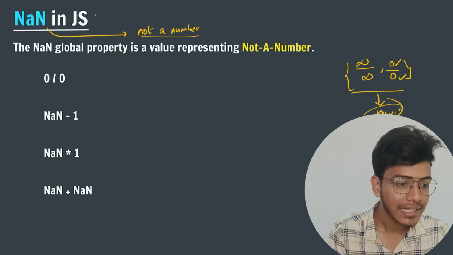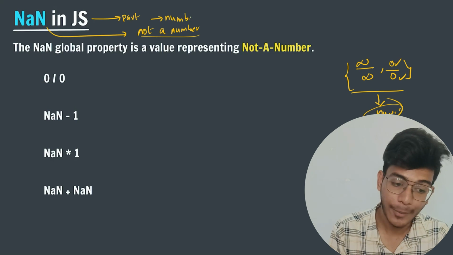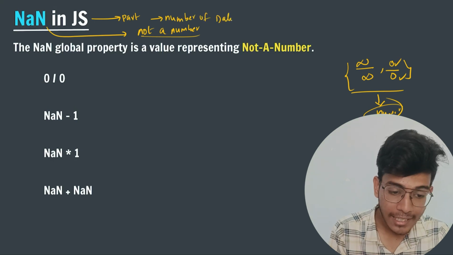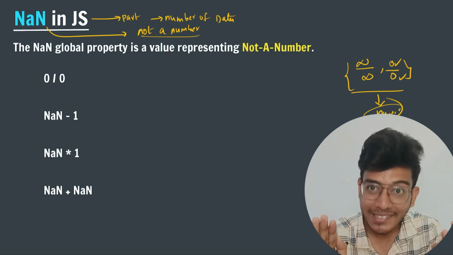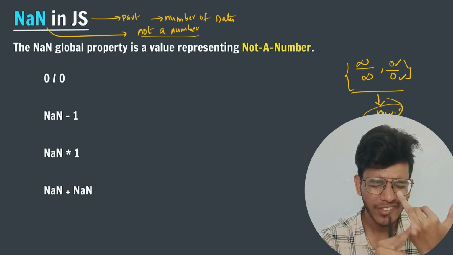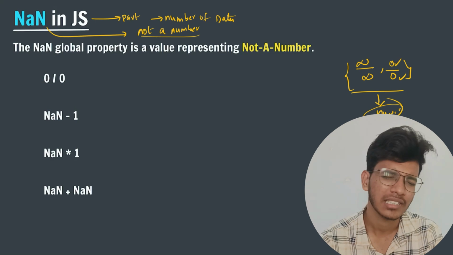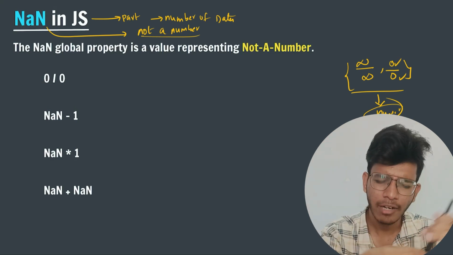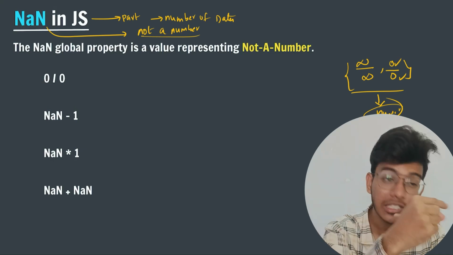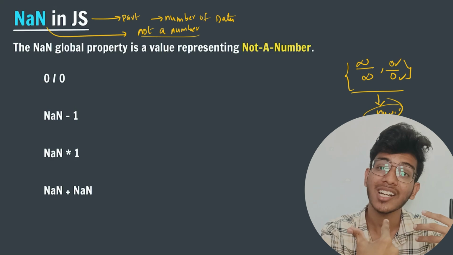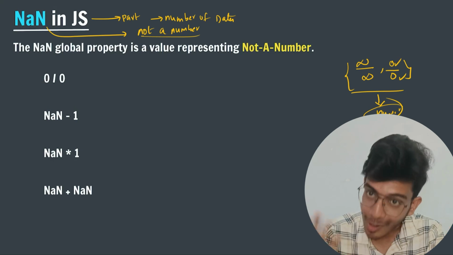So NaN is a part of the number data type, but the only thing is we don't know what the output is. This is the definition of NaN. So if we divide two things and we don't know what the output is, and it is a part of the number system, a part of the number data type, then that thing we call NaN, not a number.